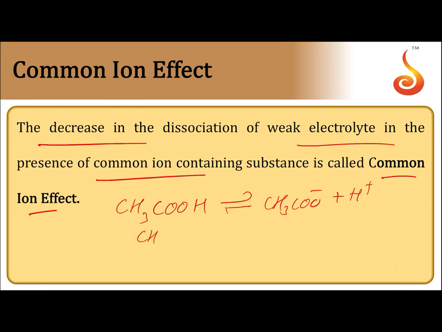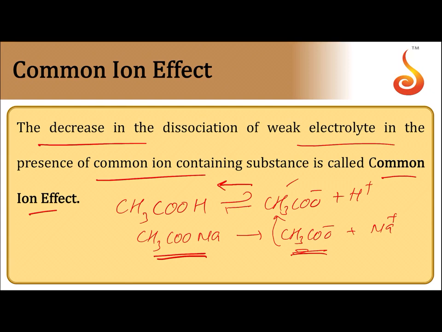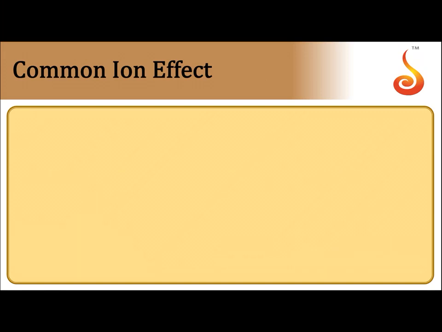Suppose you add a common ion containing substance, sodium acetate, which ionizes completely, giving acetate ions plus sodium ions. Here we already have acetate ions, so sodium acetate increases the concentration of acetate ions. When these ions increase, the above equilibrium moves in the backward direction. This implies the dissociation of acetic acid is reduced in the presence of a common ion containing substance. So the decrease in the dissociation of a weak electrolyte in the presence of a common ion containing substance is called the common ion effect.